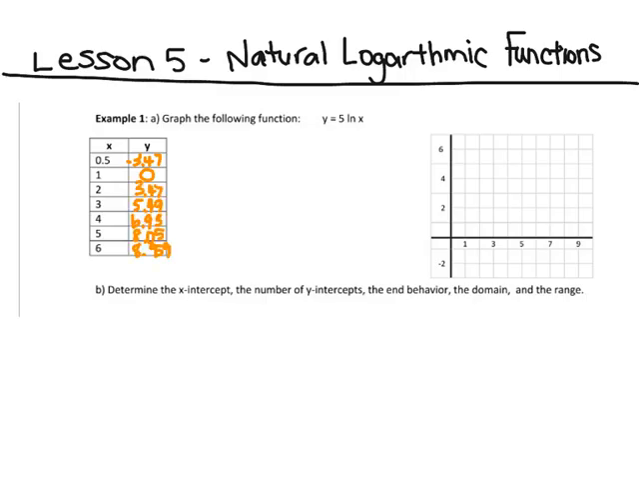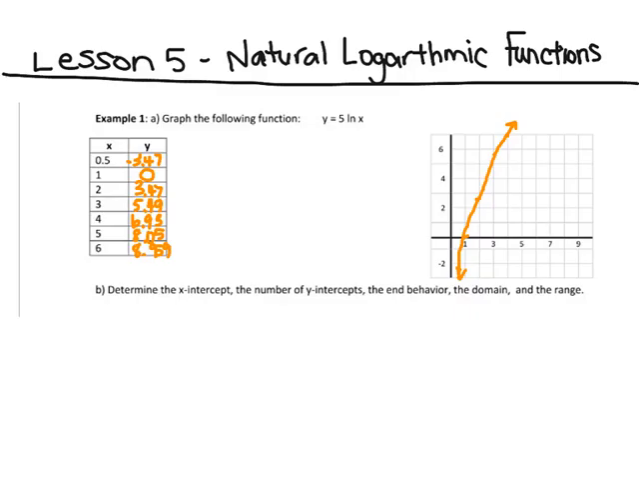So this would be what our logarithm is, and we're just going to plot all of those points. So at 0.5, we're at negative 3.47, somewhere in here. We go through the point 1 and 0, 2 and 3.47, 3 and 5.49, 4 and 6.95, and we can't really get anything else on here. So this would be the graph of this logarithmic function, going through those points.